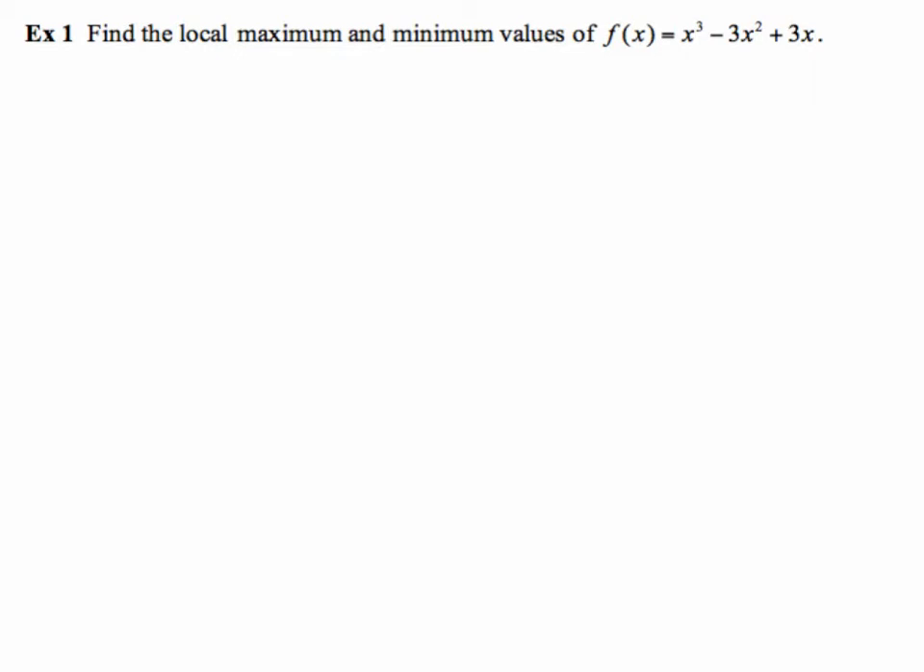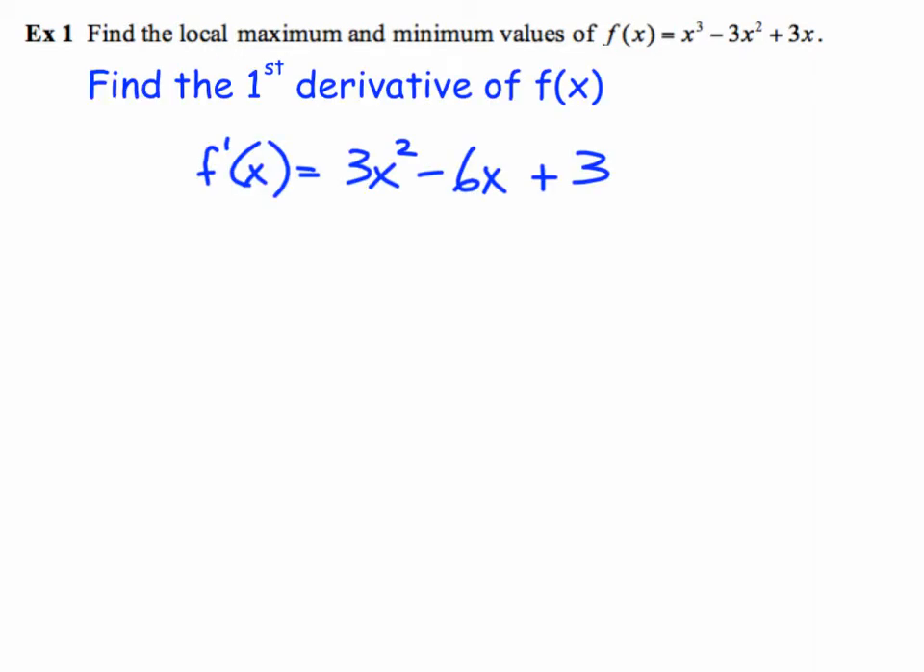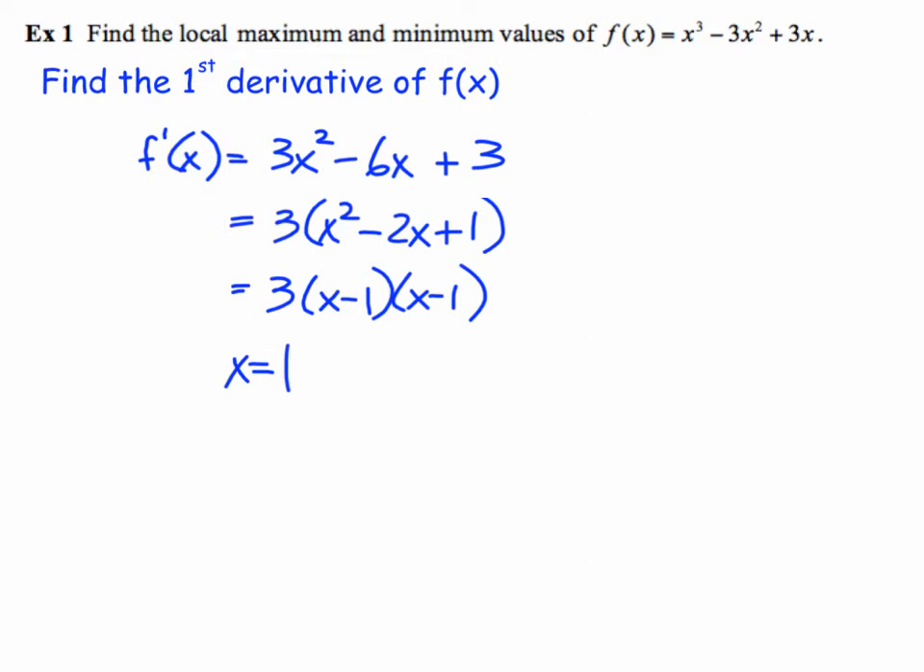So find the local maximum and minimum point of this cubic graph. The first thing that we need to do is take the derivative of this equation. And the derivative of this equation becomes 3x squared minus 6x plus 3. We're going to next find the critical number. So in order to find the critical number, we factor out a GCF of 3 and find the critical number to be 1.